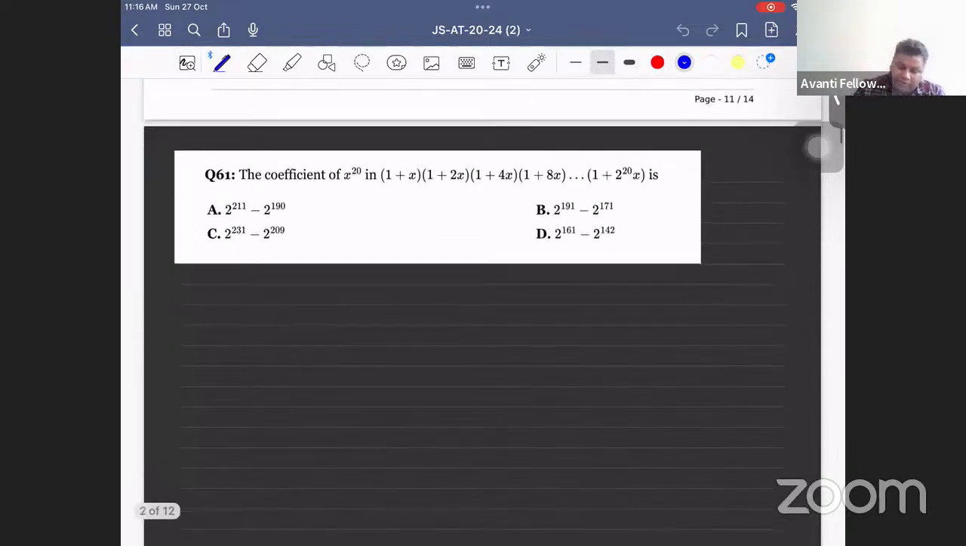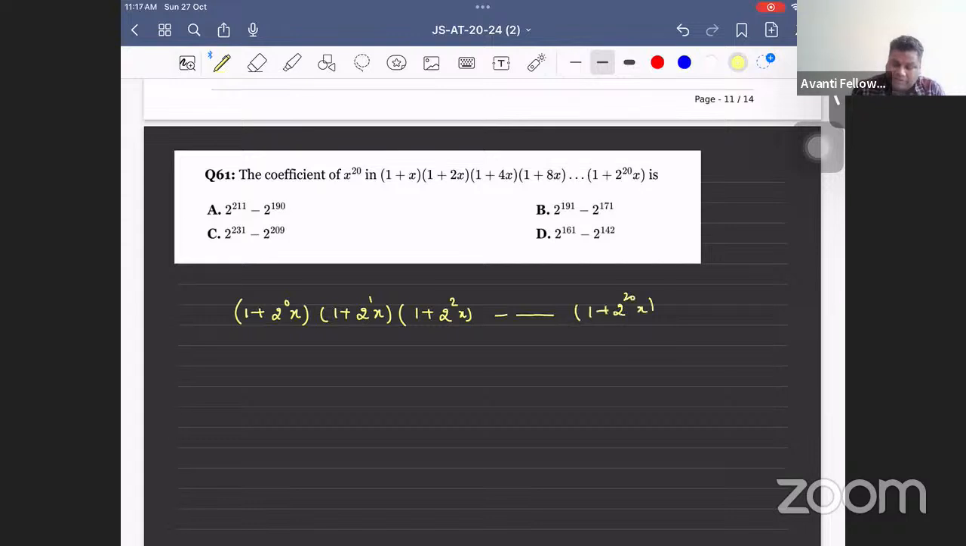The coefficient of x raised to the power 20 in (1 plus x)(1 plus 2x)(1 plus 4x)(1 plus 8x) and so on, up to (1 plus 2^20 x). First of all, there are so many things to notice. There are total 21 brackets. How come? See, it is like 1 plus 2 to the power 0 into x, 1 plus 2 to the power 1 into x, 1 plus 2 to the power 2 into x, and so on. It is going up to 1 plus 2 to the power 20 into x. Correct?